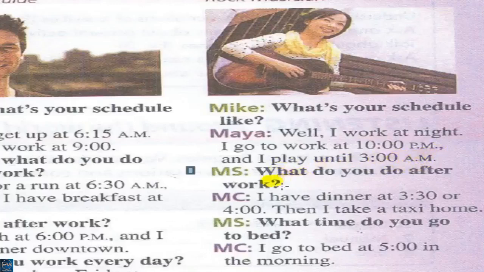What does she do after work? She has dinner at 3:30 or 4 o'clock. Then she takes a taxi home. What time does she go to bed? What time does she sleep? She goes to bed at 5 in the morning.